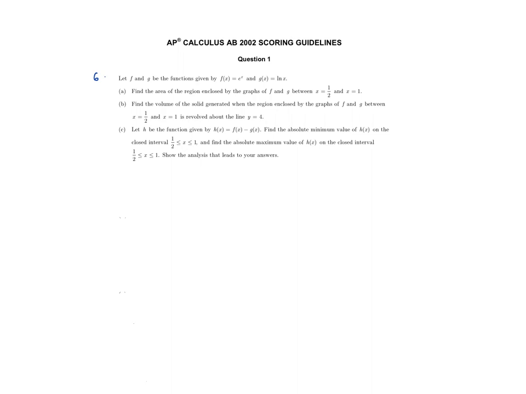All right, so this is 2002, question one. For part A, this is the rare case, the one I was thinking about, where they don't give you a graph, but it doesn't matter. You do have a calculator, but you guys should absolutely, hands down, know what this graph looks like, okay? So e to the x looks like that, and then ln of x looks like that. All right, so let's see what area we're finding.